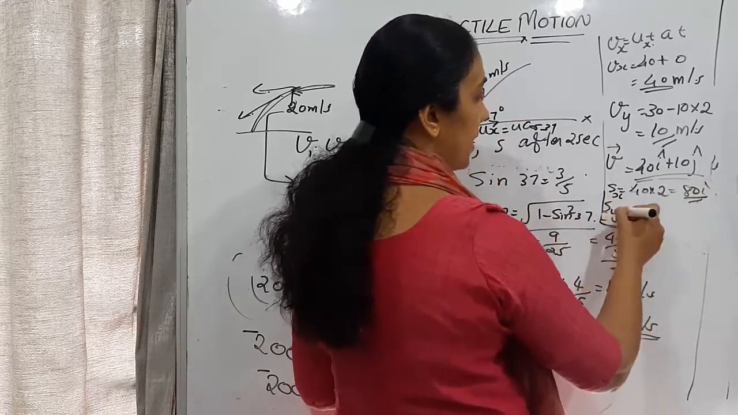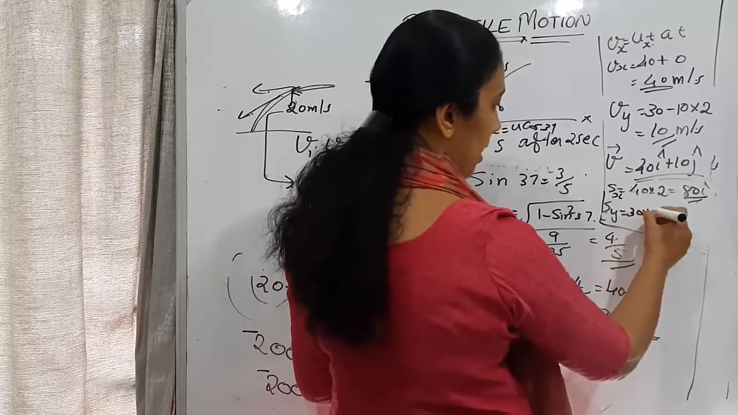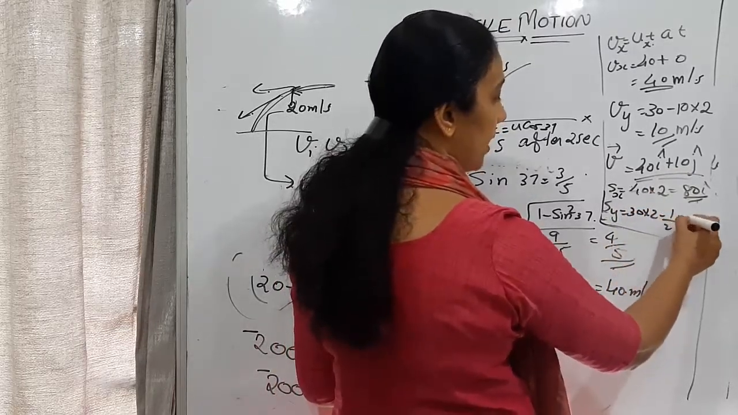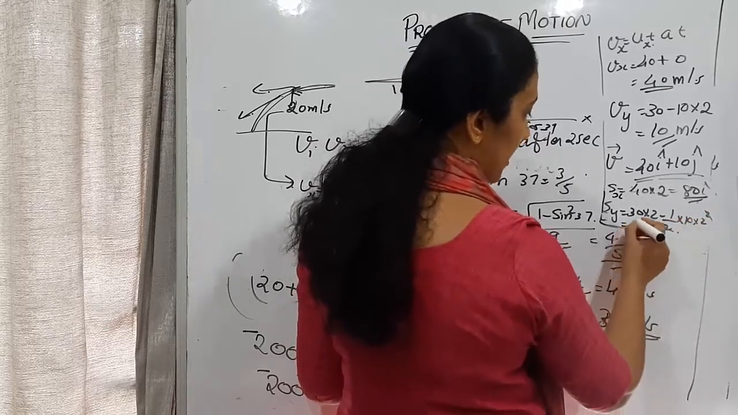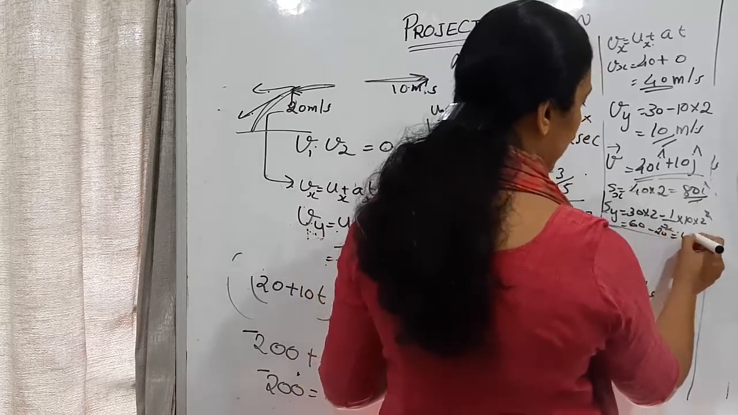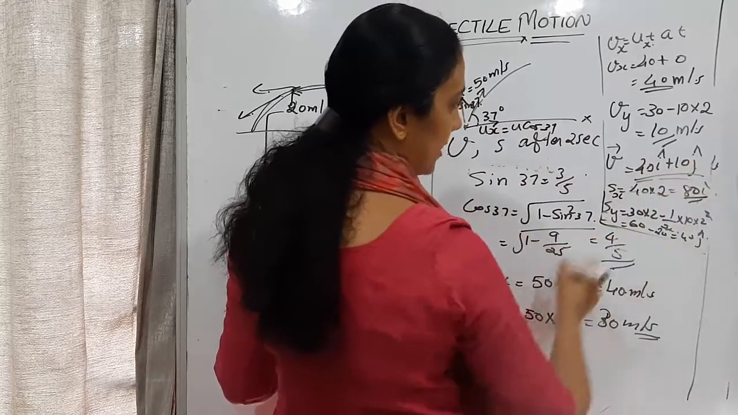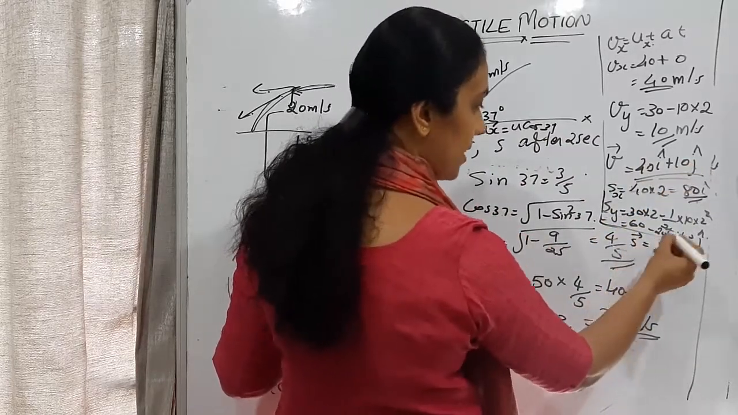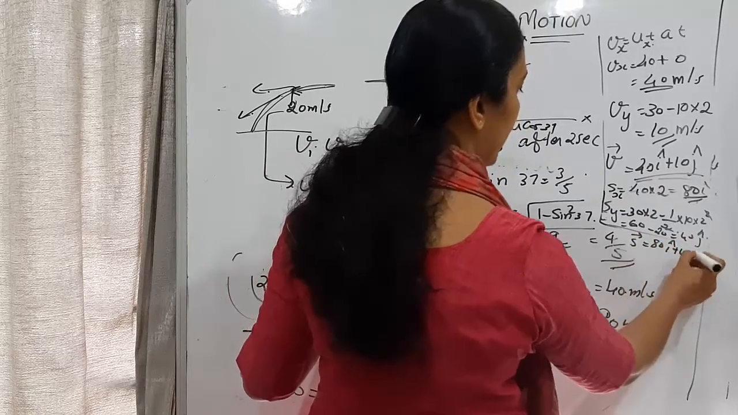Now along the y-axis, s is equal to uy t, 30 into t, minus half into a, which is 10, into t square. So here we will get 60 minus 20, therefore 40 j cap. So V we got as 40 i plus 10 j cap, and S we are getting as 80 i plus 40 j cap.